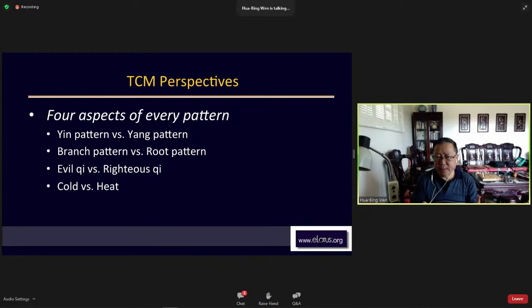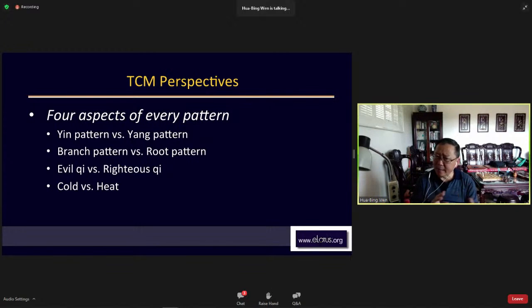And the branch pattern versus the root pattern. You are more likely to see a combined approach, a combined pattern, with more complexity. Within one case, you may see four or five different patterns. So that becomes very important, to identify not just the root cause, but the root pattern versus the branch pattern, and which pattern is more dominant. So that needs to be taken care of.